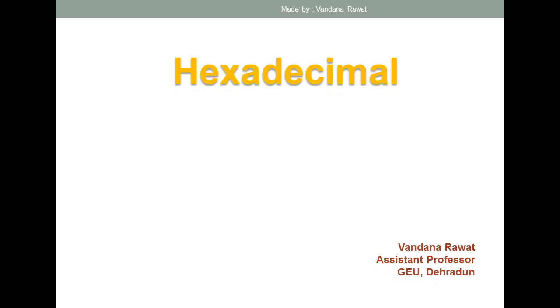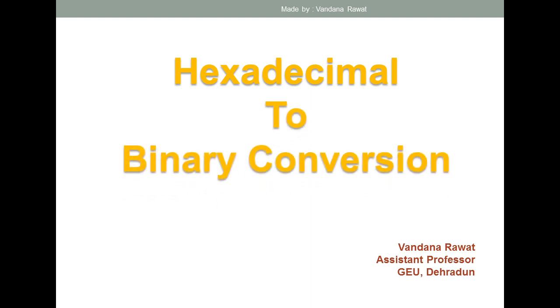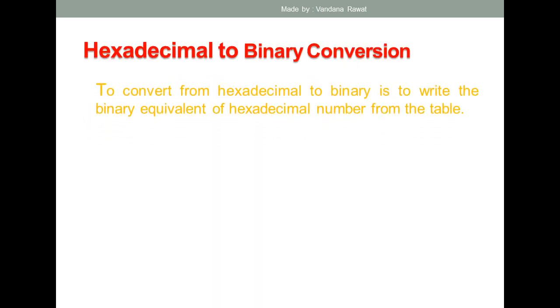Good morning, everyone. Now, come to the next topic, that is how to convert any hexadecimal number into binary. So, let us start. For converting any hexadecimal number into binary, what you have to do? First of all, you have to check the hexadecimal number. Then after that, you have to open that table in which you have converted the binary numbers into hexadecimal.